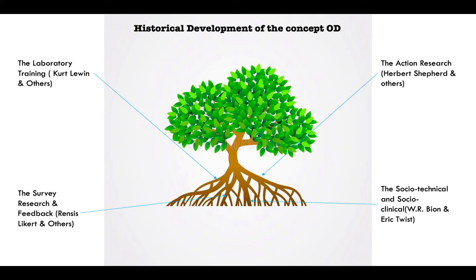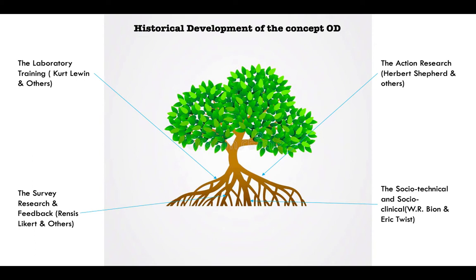In front of your screen, you can see a wonderful example I could give when it comes to the OD concept. It's a mangrove tree, and this tree has four major stems. You would find it anywhere, and this tree would always be standing on its four major stems.